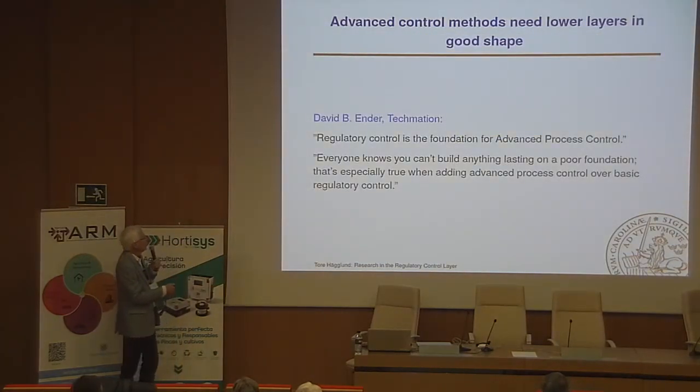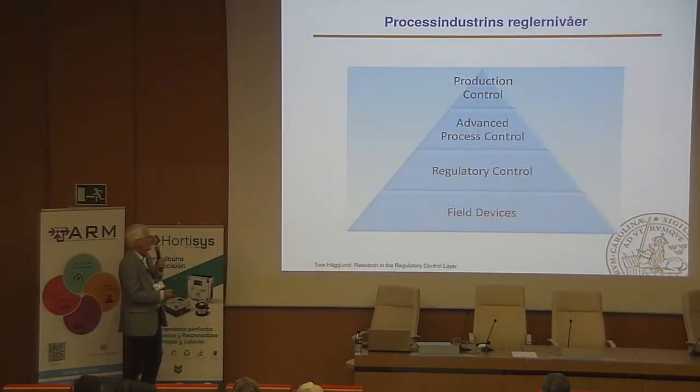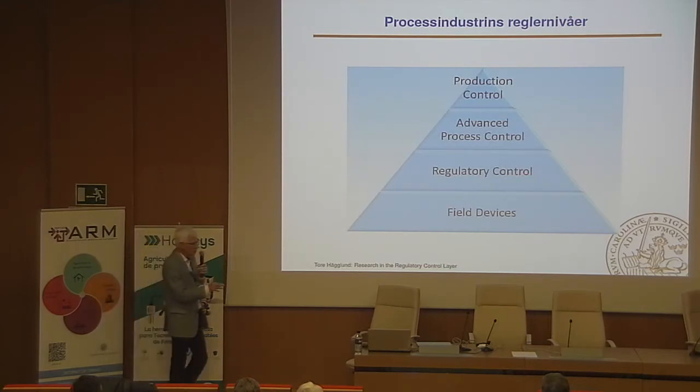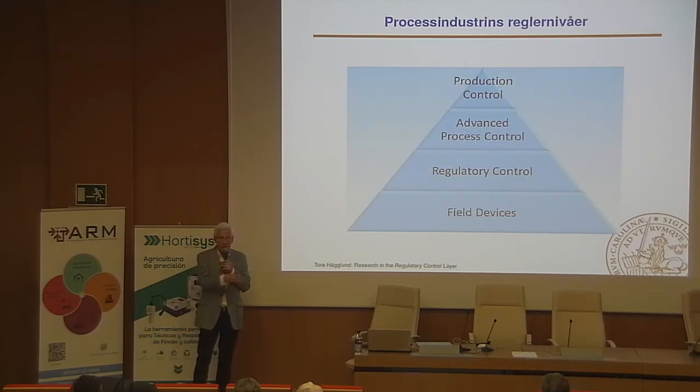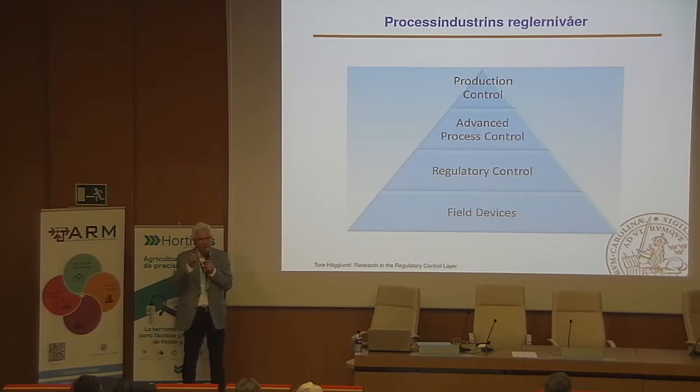David Ender, the founder of Techmation, once said that regulatory control is the foundation for advanced process control. Everyone knows that you can't build anything lasting on a poor foundation. That's especially true when adding advanced process control over basic regulatory control. So I think there is much to gain in focusing, spending more research and development in this layer. These basic control structures that we have, cascade control, feed-forward control, are used so many times in so many processes. So if you make a small improvement, it can have a large impact.